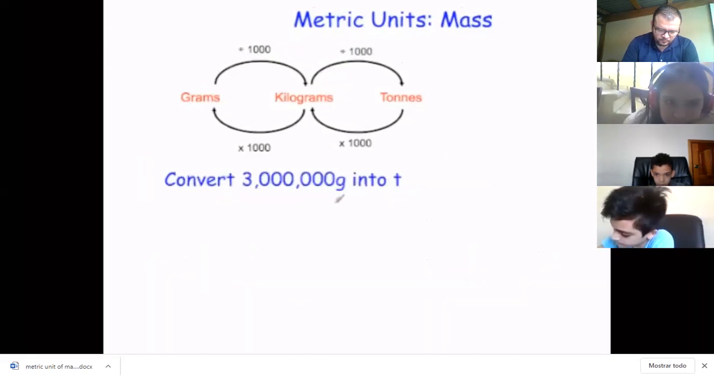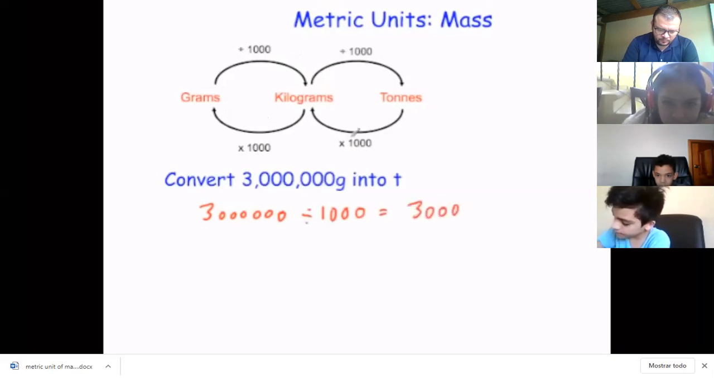Okay. Now let's look at what happens if we're going from grams to tons and so on. So convert 3 million grams into tons. So to convert from grams into tons, we're going to have to convert it into kilograms first of all, by dividing by 1,000. And then to convert from kilograms to tons, we're going to divide by another 1,000. So first of all, let's take our 3 million grams and divide it by 1,000. So divided by 1,000 takes off 3 zeros, so 1, 2, 3, that would leave you with 3,000 kilograms.